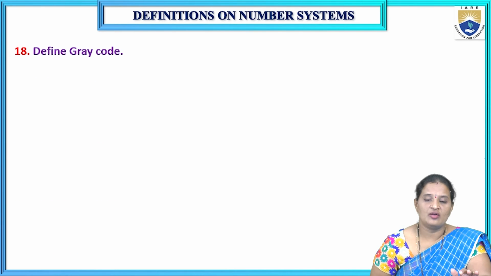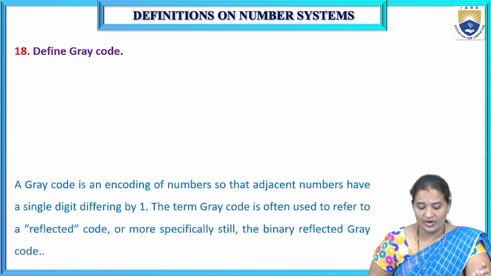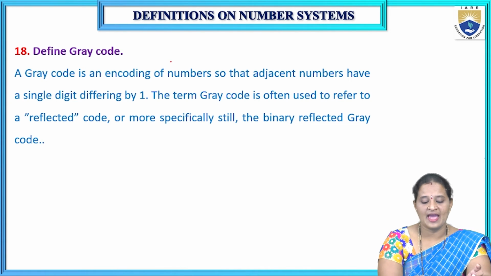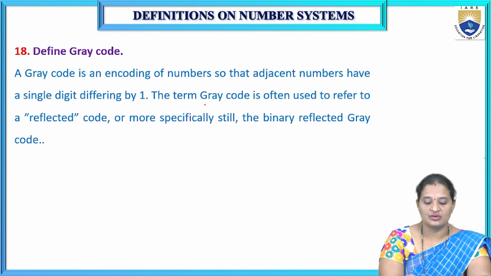Now coming to the Gray code. What do you mean by Gray code? A Gray code is an encoding of numbers so that adjacent numbers differ in a single digit by 1. The term Gray code is often used for a reflected code, more specifically, the binary reflected Gray code.